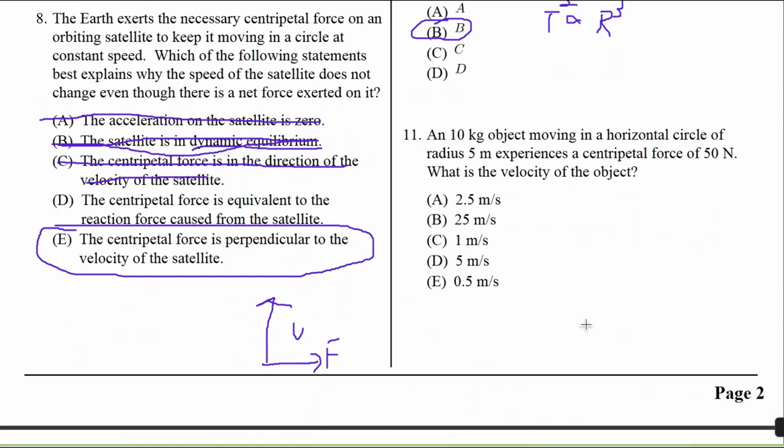Question 11. We have an object moving in a circle, experiencing a force, and they want to know what the velocity is. It's a horizontal circle, so I don't have to worry about any weirdness with the vertical stuff. So this is just a straight plug and chug. We have a force of 50, mass of 10. We're looking for the velocity that's squared, and a radius of 5. Plug all these numbers in, and we should end up getting that the speed is 5.